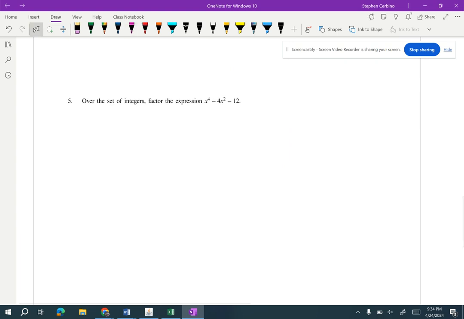Last question. I see 1, 2, 3 terms, so this is not grouping. So this is going to be the MA method. So what multiplies to make negative 12, but adds to make negative 4. So I have to think of numbers that make that work, which would be negative 6 and 2. Here's the problem. We don't have x squared, we have x to the 4th.